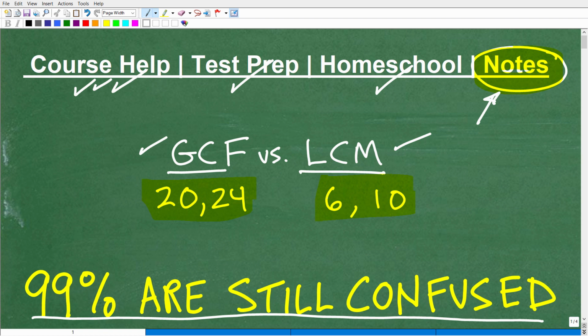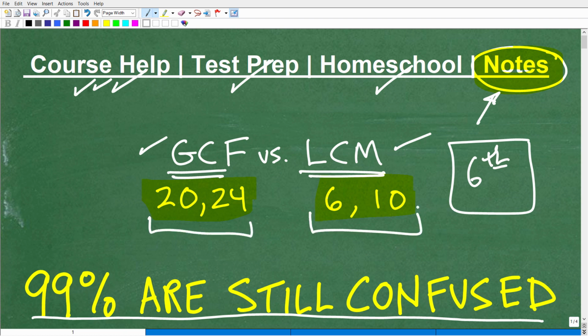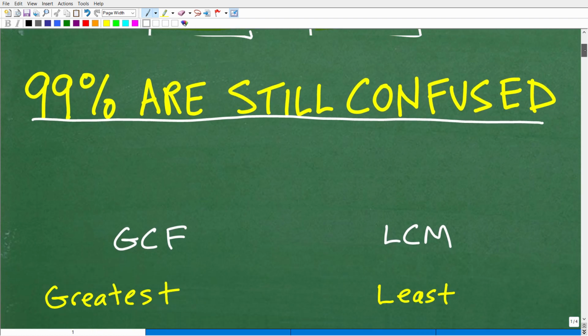All right, so let's get into the GCF and the LCM. Again, this is stuff that we would learn in the sixth grade, maybe the fifth grade or seventh grade, but certainly in middle school, you really have to master this stuff before you get into algebra. So GCF and LCM, again, if you want to try, pause the video and try these two problems. I want you to find the GCF between 20 and 24 and the LCM between 6 and 10. All right, so let's get into the solution.